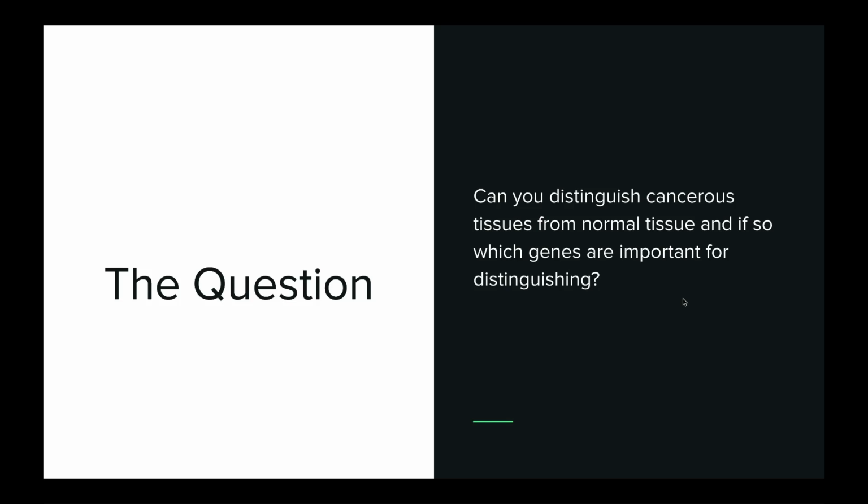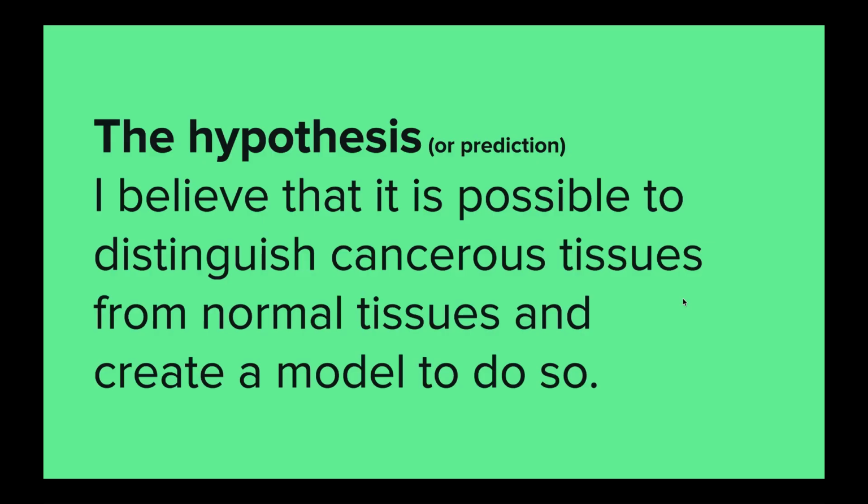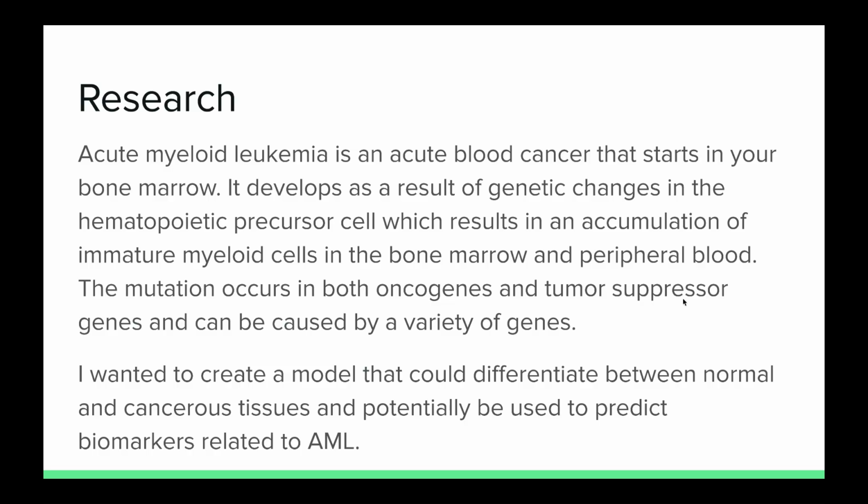But to start, my question was, can you distinguish cancerous tissues from normal tissue? And if so, which genes are important for distinguishing the two? My hypothesis, or I guess prediction, was that I do believe it's possible to distinguish cancerous tissues from normal tissues by creating a model that can do so. And using that model, I think we can also find specific genes that are predictors or biomarkers that can be helpful in the future for diagnostic tools.